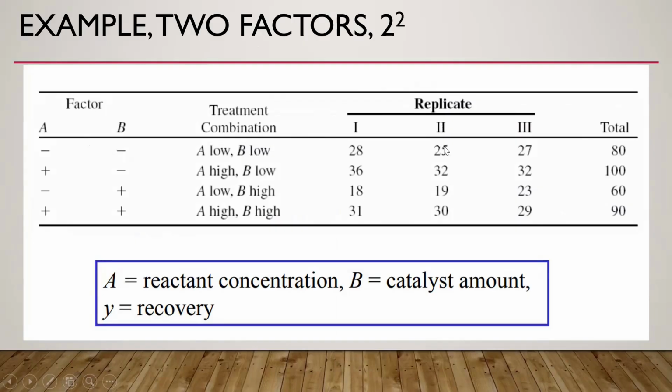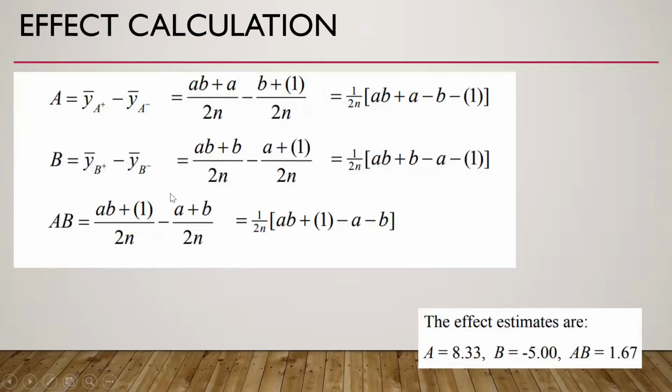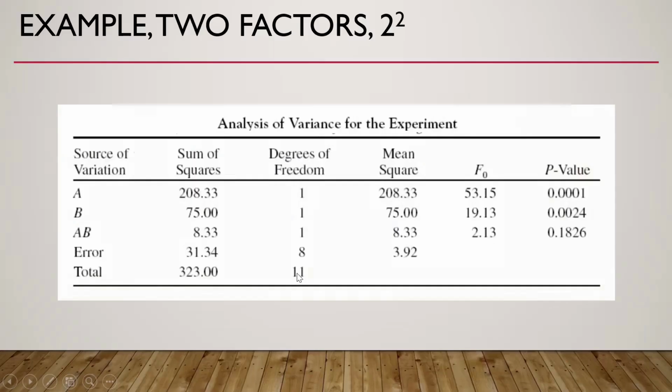We have three replications here. So we have three readings for this combination of factors, three readings for this combination of factors, and similarly, we calculate the total. And these are the two factors, and this is our response variable here. So this is how we calculate the effect size, and the effect sizes here are these for A, B, and interaction term A-B.